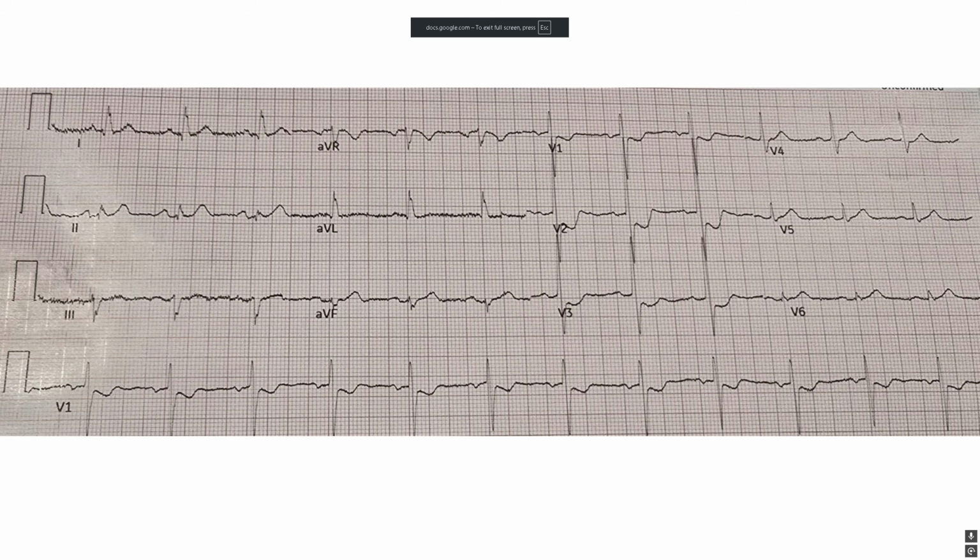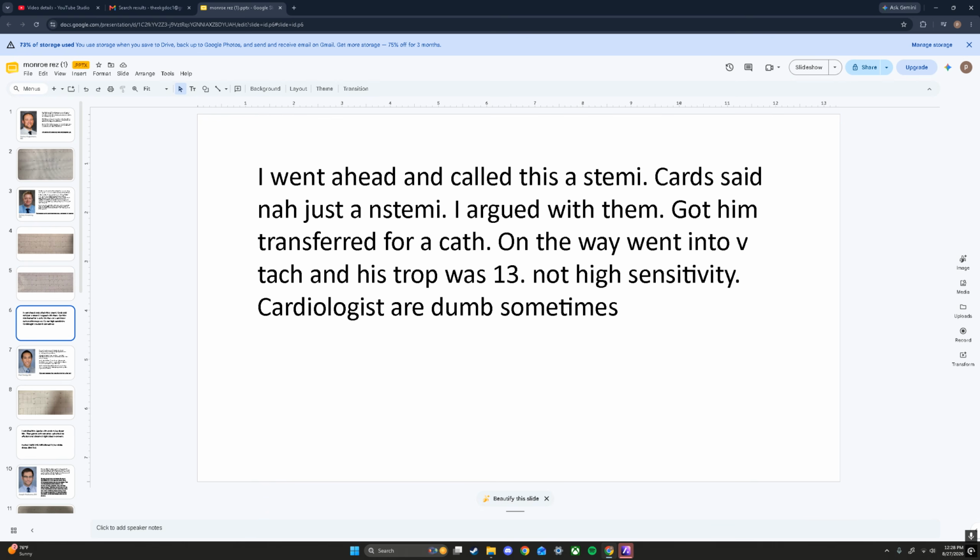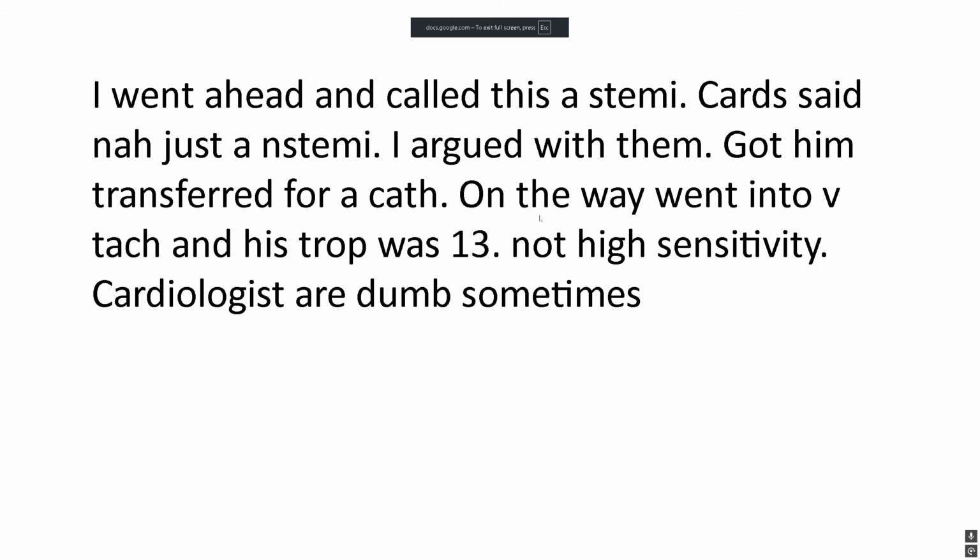We talked about it. Hold on a second. Yeah. So he's like, this is what happens. I went ahead and called him a STEMI. Cardiology said, nah, just a non-STEMI. Argued with them. Got him transferred for a cath. On the way, went into VTAC, and his trop was 13. They have the old lame troponins, not the high-sensitivity ones. Cardiacs are dumb sometimes. I agree, Zach.